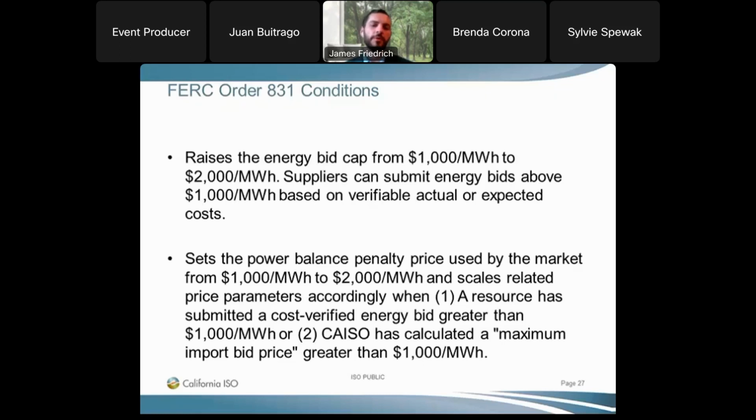the power balance constraint penalty price used by the market switches from $1,000 to $2,000, and all of the penalty prices are then scaled relevant to or related to that change in the power balance price. So as we talked about on the AS shortage curve in the previous slides, if the $2,000 penalty value were to trigger, you're also going to have a doubling of all the relevant AS shortage prices as well.